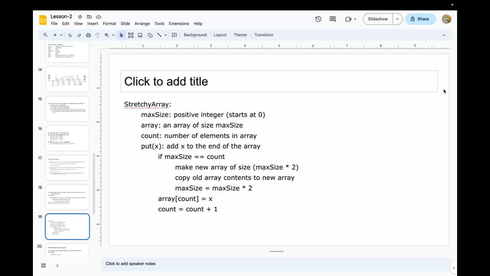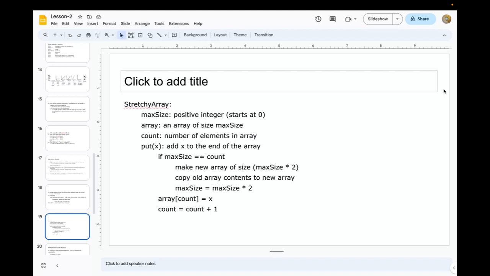So this is an example of a function where we call a function called putx. If the max size is equal to count, we make a new array of size twice the size of the old one, copy the elements of the old array into the new array, and then add the element at the end, and then we increase the counters accordingly.